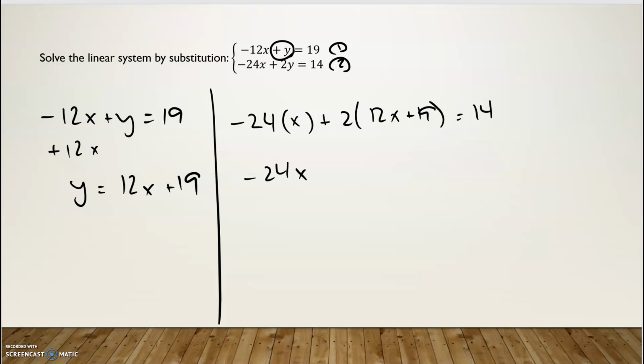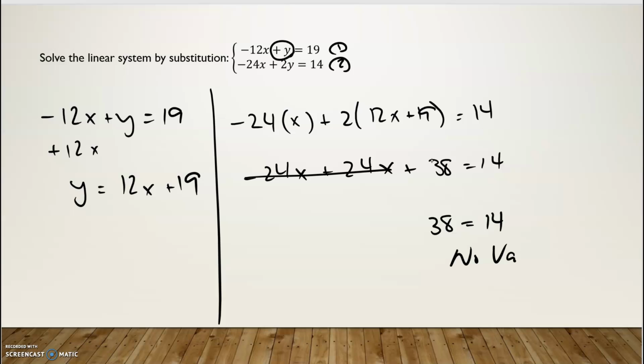So negative 24x plus 24x plus 38 is equal to 14. Notice these cancel out, and I'm left with 38 is equal to 14, which notice here I have no variables, so all my x's went away, and I have a false statement. Okay, so when I have those two together, I have no variables and I have a false statement.